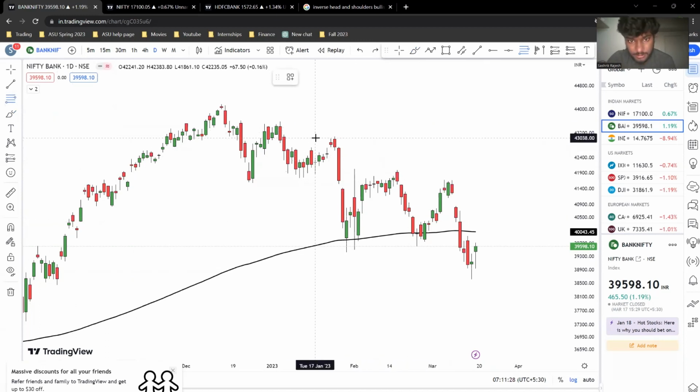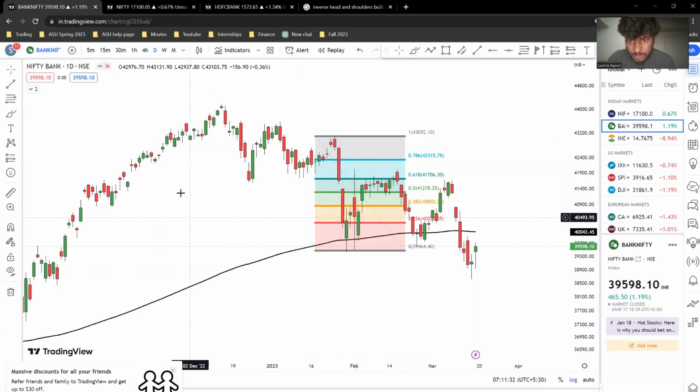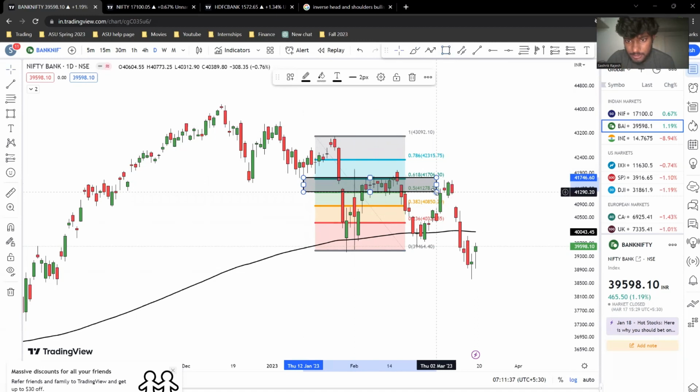So if you consider this swing to this swing, where did the market retrace? Can you guys see that? It retraced almost at 0.6 to 0.5, that region, right?